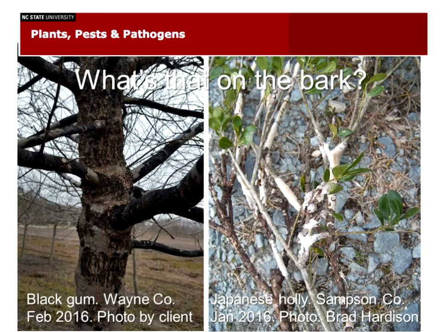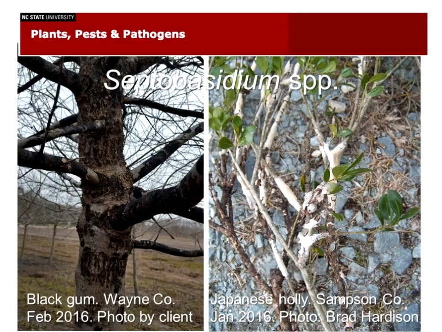Here are two examples of a bark find which were submitted this year already. The Japanese holly from January and this black gum from a nursery in the month of February, this month. And you'll notice these patches of either light or dark fungal growth on the bark. Does anybody recognize this? If not, it is, apologize for the poor contrast there, that is Septobasidium.